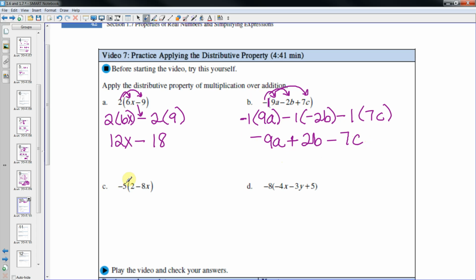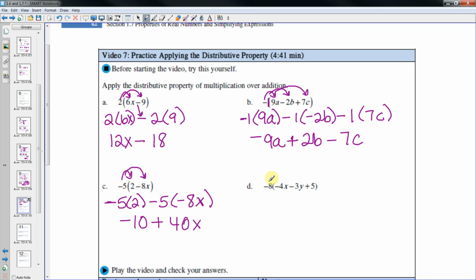Alright, negative 5 times 2 minus 8x. Negative 5 times 2. And then a negative 5 times a negative 8x. So negative times positive gives me negative 10. Negative times a negative gives me positive, and then 5 times 8 is 40x.